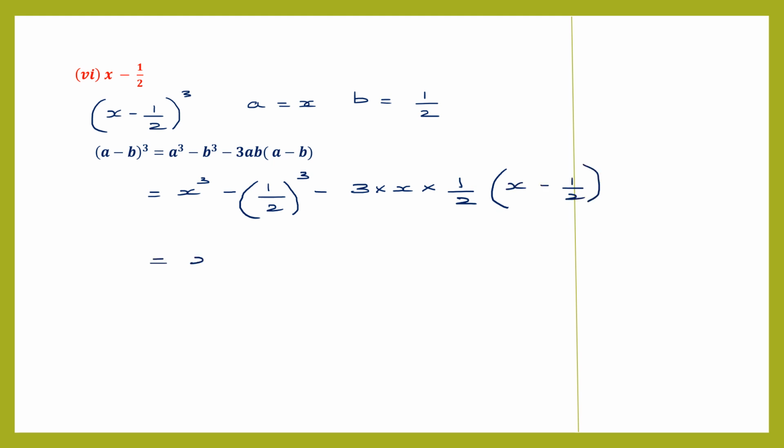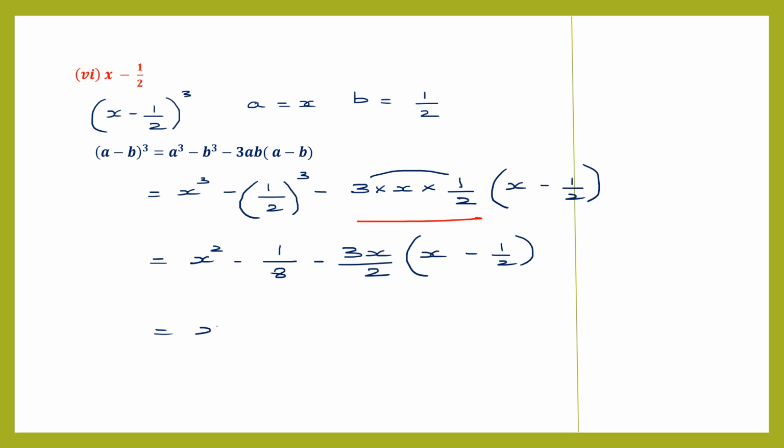So now let's simplify. x cube minus, now 1 by 2 into 1 by 2 into 1 by 2. 1 into 1 into 1 is 1. 2 2s are 4, 4 2s are 8. So this is 1 by 8. Now let's work on this. Here there's nothing to cancel, so the sign is minus. The number here, 3 ones are 3 into x is 3x. In the denominator we have 2 and we multiply this by x minus 1 by 2. So here x cube minus 1 by 8 and here it is minus 3x by 2 into x.